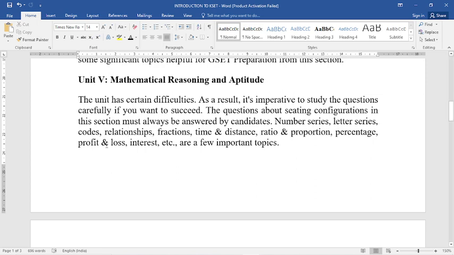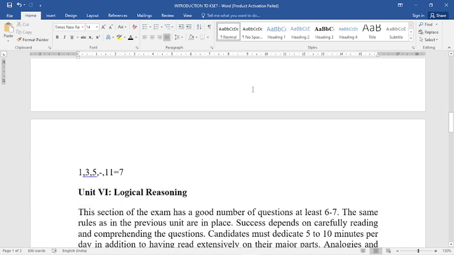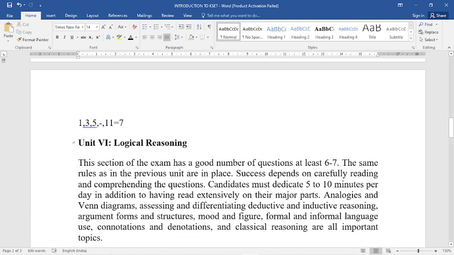Profit and loss, how much profit, how much loss. Interest, that is simple interest, compound interest, etc. And a few are the important questions going to be covered, sorry, in mathematical reasoning and aptitude. Now the next one, logical reasoning.